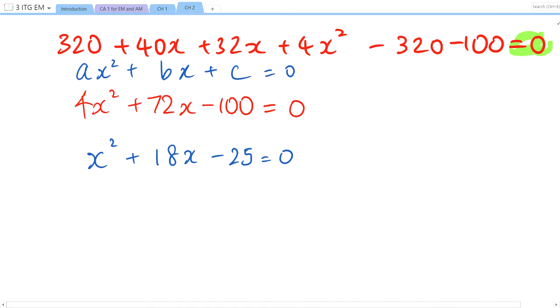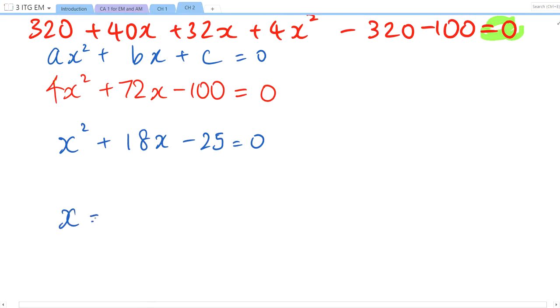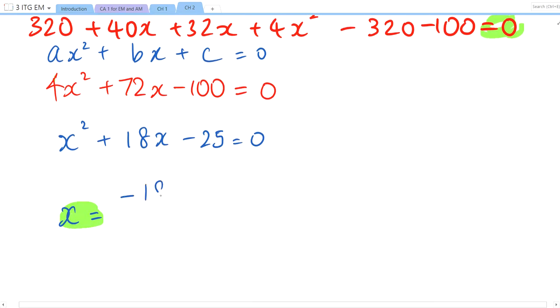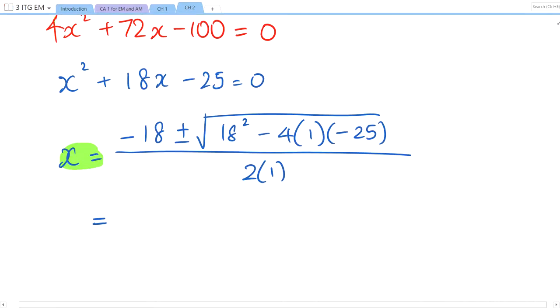Okay, from here on, quadratic formula. Right? So x equals, take note of this part. You must write down x equals. Then you do your substitution. Negative 18 plus minus square root of 18 squared minus 4 times 1 times negative 25. Be very careful about your signs. Divided by 2 times 1. Okay, yes, evaluate what is inside the square root.